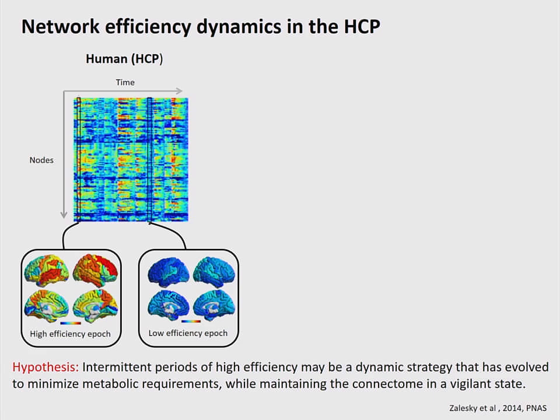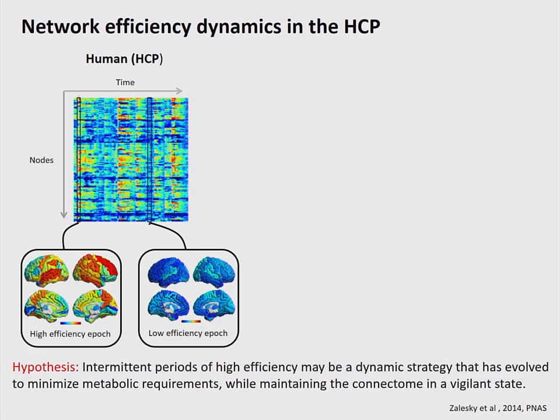So we did this work with Michael Breakspear a couple of years ago. We did this in data from the Human Connectome Project. This heat map that I'm showing you here is nodal efficiency as a function of time for each node. The vertical axis here are the nodes in the network. The horizontal axis is time.